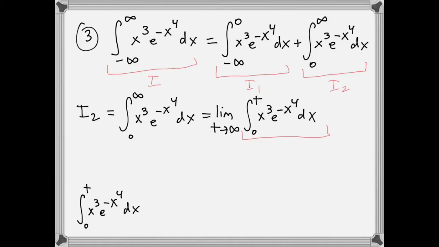look like? I'm going to let u equal negative, well, should I let u equal negative x to the fourth or just x to the fourth? It doesn't really matter. So I'm going to let u equal x to the fourth. So then du is equal to 4x cubed dx, or 1/4 du is equal to x cubed dx. So then this is going to equal 1/4, and then I'm integrating, and so I end up with e to the negative u du, right?